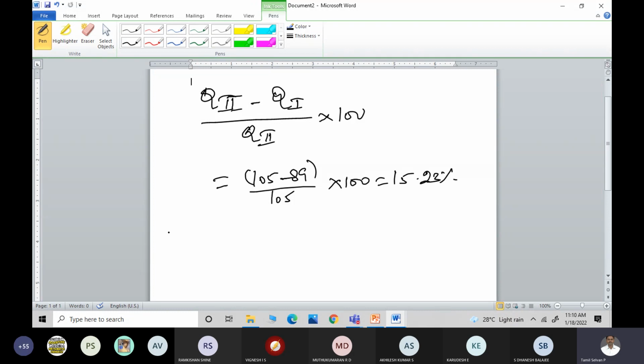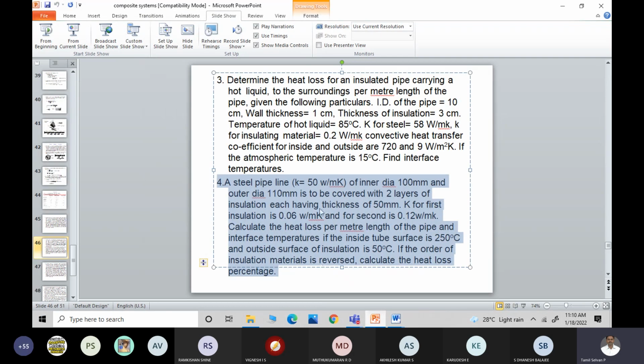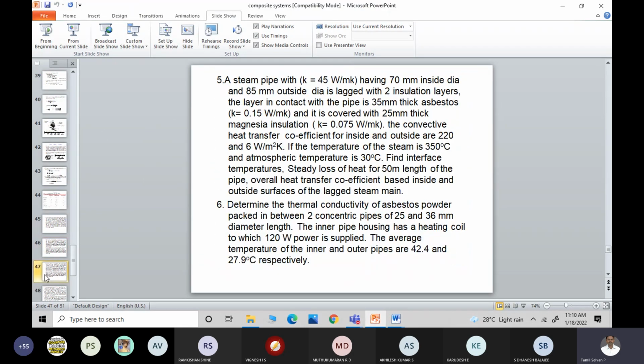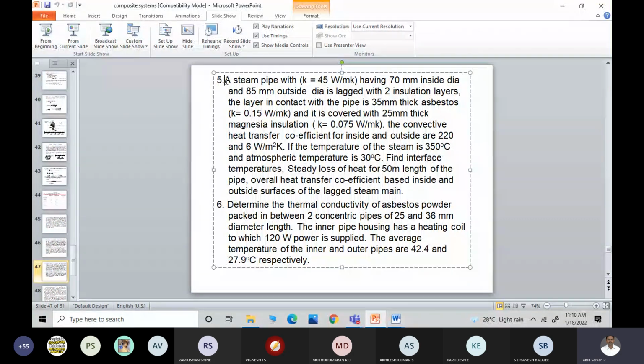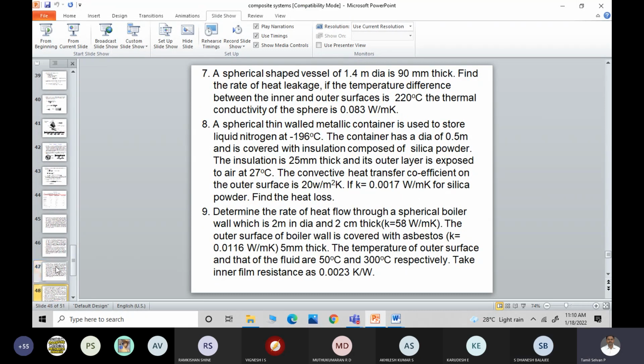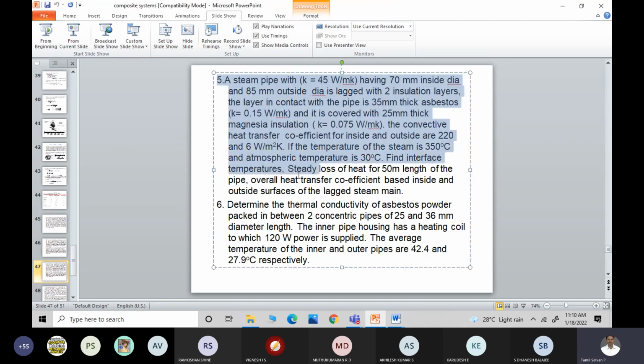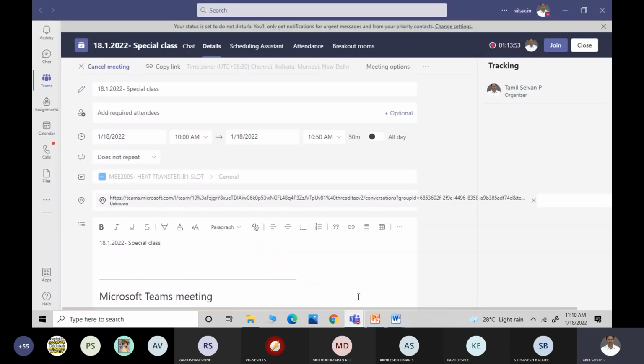Like this, you have to solve the problem. In the next class, on Thursday, I will not be solving everything. Try to solve problem number 5. All of you, please tell me the answer. I will not be solving problem number 5; you have to tell me the answer. Let me post it in the chat box so that everyone can see it.